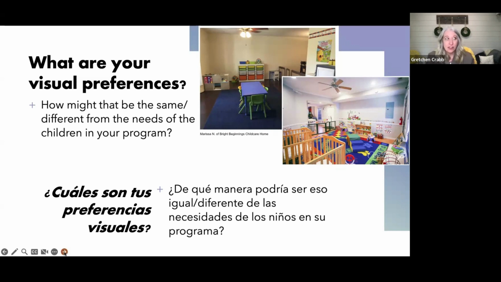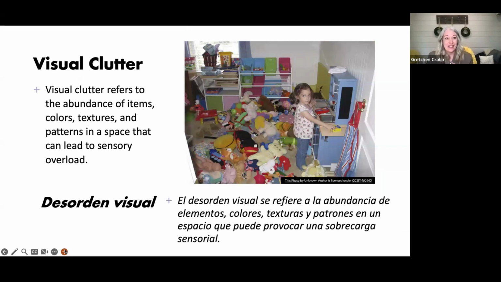So take a deep dive and really look around your space and be objective: here are things that I like. I'm somebody who likes to wear bright patterns and bright colors, and I like bright colors in my environment. If that is something you tend to do, what might that be like for a child in your environment who's visually hypersensitive, for whom bright colors and bright lights are really overwhelming? And how do we navigate those differences? We're going to talk a little bit more about that as we go along.